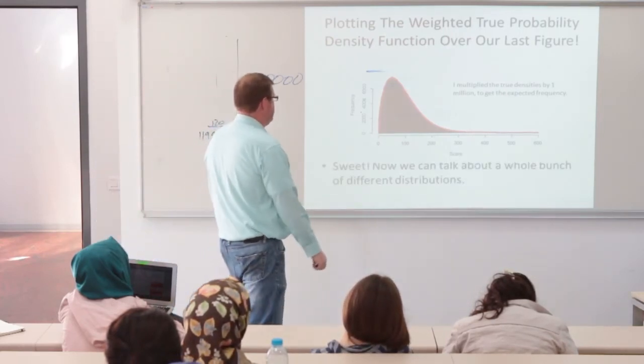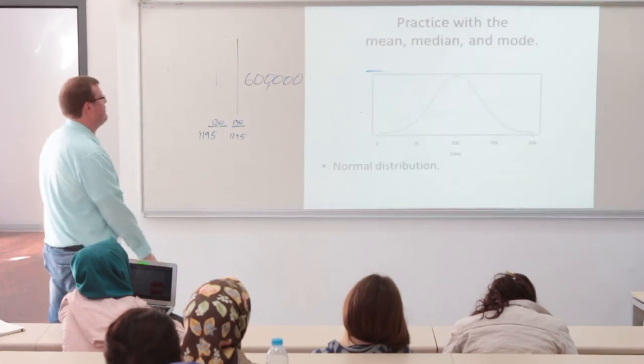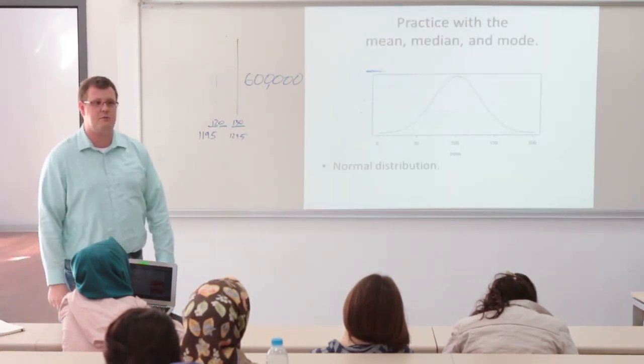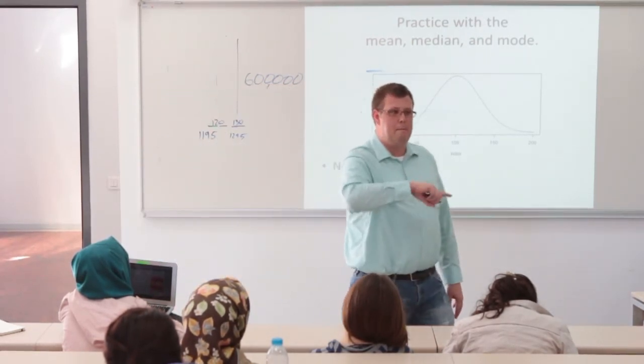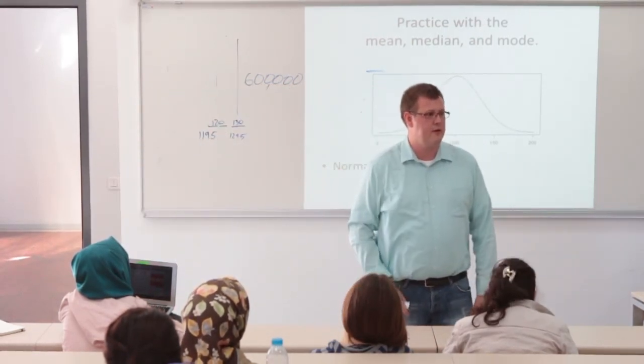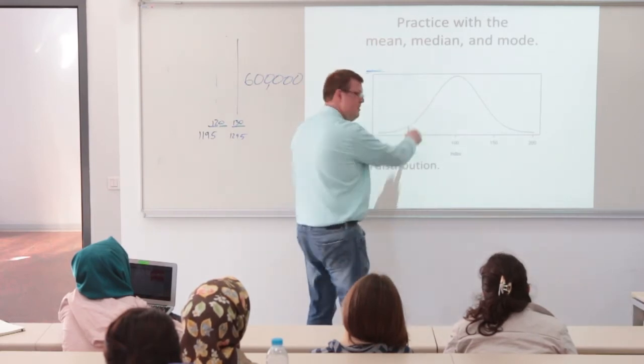So, this is awesome. Now we can talk about a whole bunch of different distributions. So let's talk about the normal distribution. So the normal distribution, people talk about this as like a bell-shaped curve, because it looks kind of like a bell.